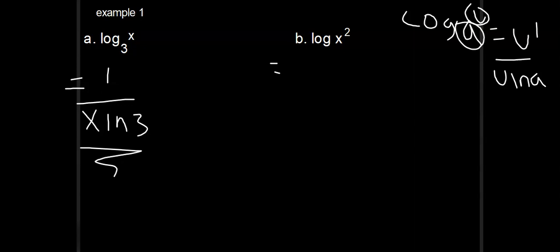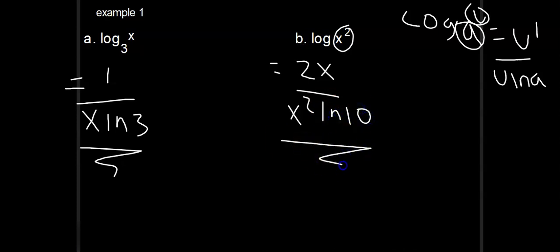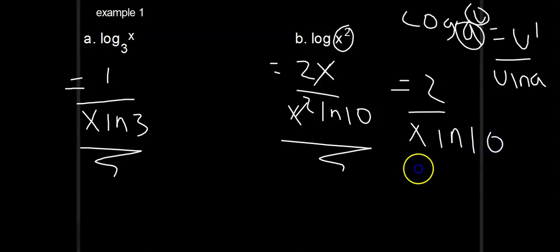So it will be, you have to derive this whole thing, so it will be 2x, and over, you write this whole thing again, so it will be x squared, and ln a means ln 10. So we're done. This is all you have to do. Actually, you can simplify this if you want to. You just cancel an x and it will be 2 over x ln 10. And then you're done. This is all you have to do.